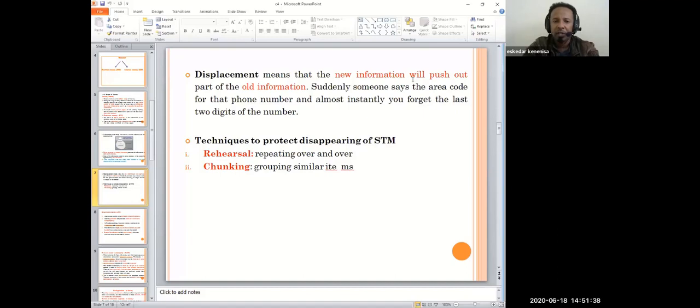However, there is a mechanism by which we can increase our short-term memory capacity. The first one is rehearsal. Rehearsal is repeating over and over again. The other thing is chunking, grouping similar items.